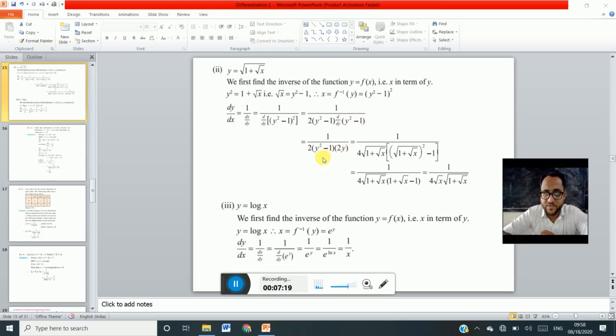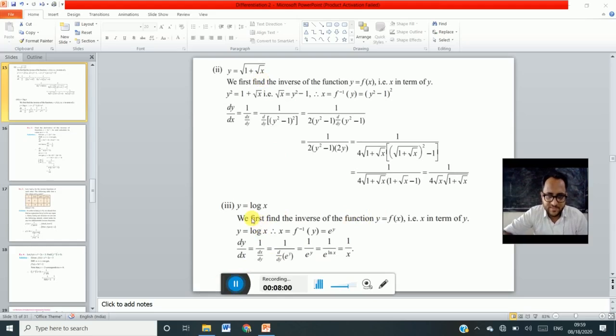So what we get finally by putting the value of y, that is root of 1 plus root x, is 1 upon 2 into 2, which is 4, root 1 plus root x into root 1 plus root x whole square minus 1, because here it is y square minus 1. And this is the final answer actually. But what is the next step? Here when we simplify, square root of square is itself, so 1 plus root x minus 1. 1 minus 1 cancels. What we get is 4 root x into root 1 plus root x as the final answer. That is the derivative of this.